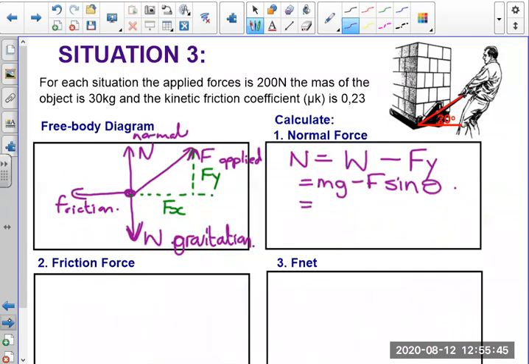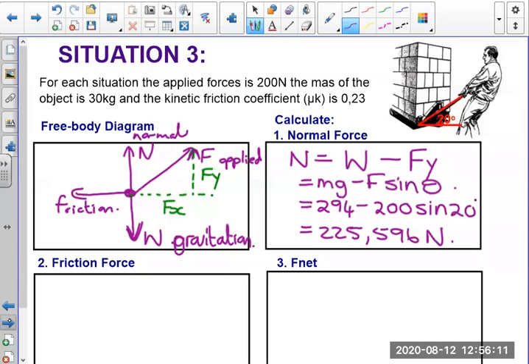So for this one, the weight we already worked out. It is 30 times 9,8, which is 294. And then this one is the applied force, 200 sine 20. And then when we get an answer for the normal force, your answer should be 225,596 newtons. Okay, that is then your normal force.